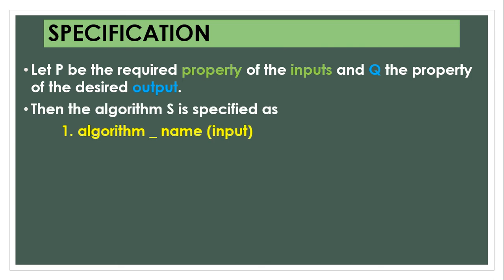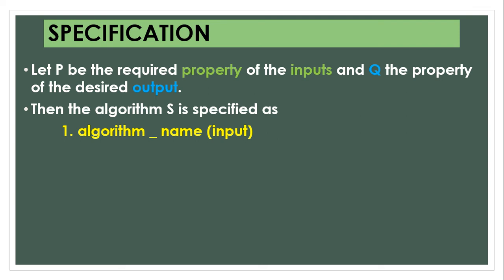So how to write the specification for an algorithm? It's a 2-mark question also. They will give an algorithm and ask to write the specification of the algorithm. It's very simple. What input do we need, what is the property of that input, then what is the desired output, and what is the property of the desired output, what is the relation between them. Mentioning this is the specification.